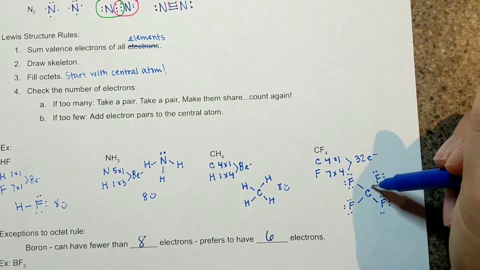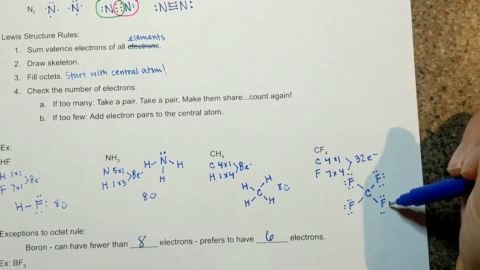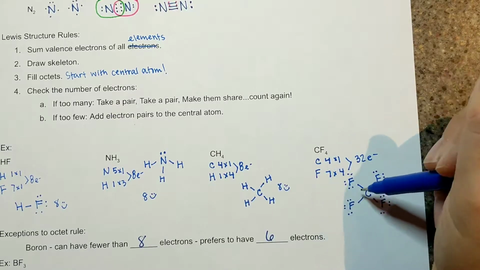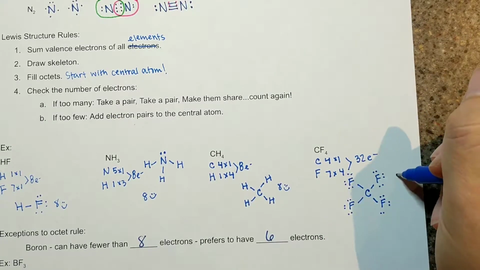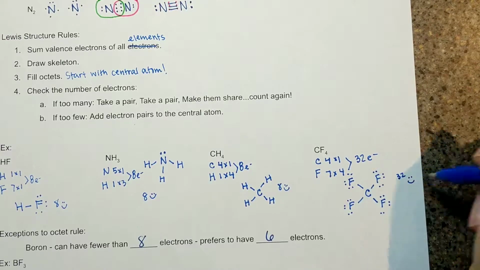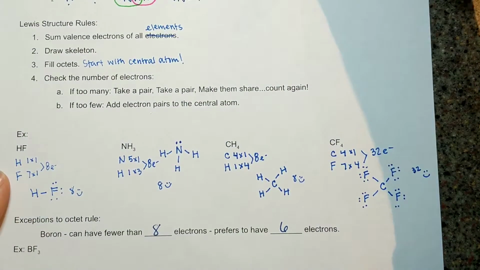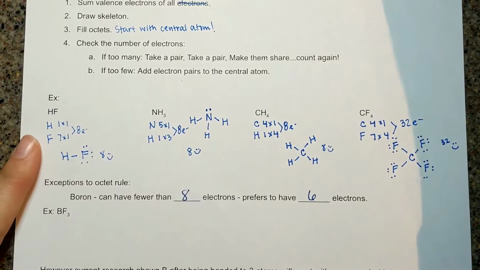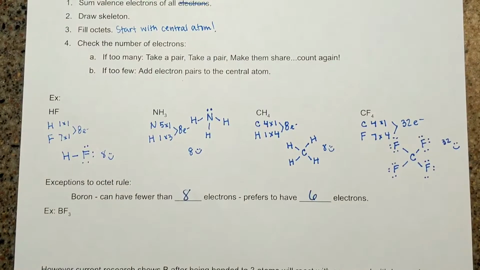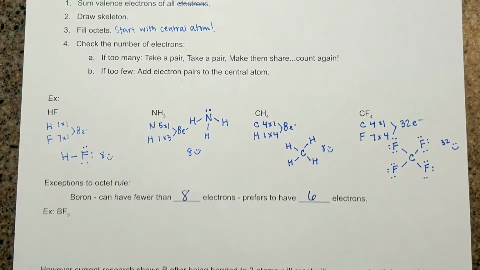And then I count. I have 2, 4, 6, 8, 10, 12, 14, 16, 18, 20, 22, 24, 26, 28, 30, 32. I have 32, which is what I want, so my molecule's done and happy. There's another exception to the octet rule besides hydrogen. Boron can have fewer than 8 electrons. In fact, it prefers to have 6.